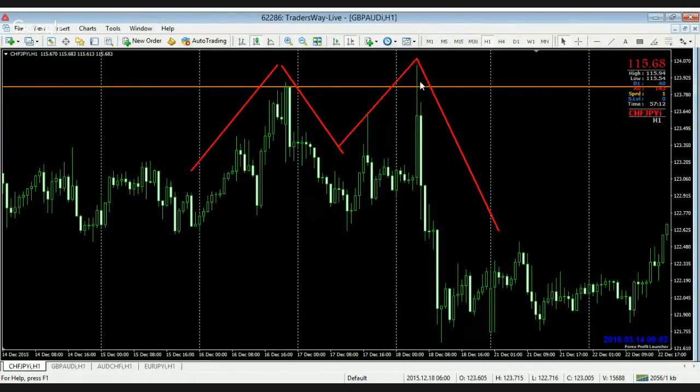Now, it wicks it over here. Now, the third thing on the checklist is that it does not break the first leg. What I mean by that, the body does not close above the first leg, not even a micro pip. So you can see that it closed down here. Okay, cool. So now what do you look for? An engulfing candle.